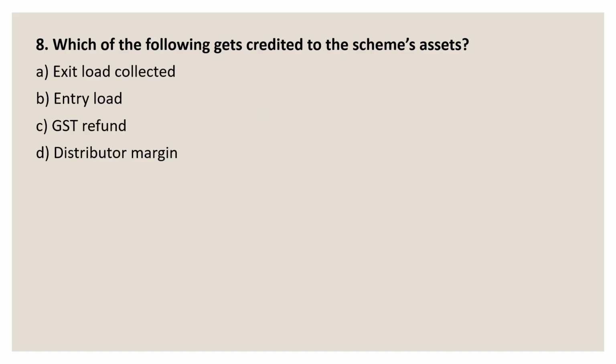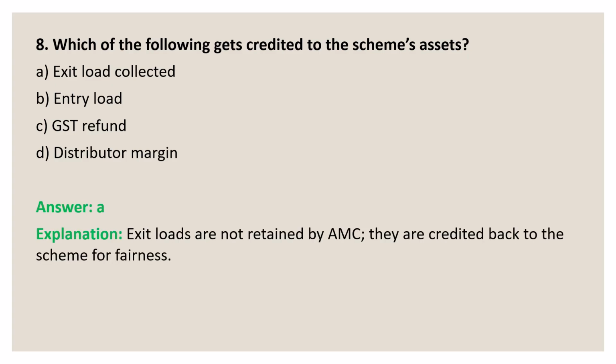Next question. Which of the following gets credited to the scheme's assets? Option A, exit load collected; option B, entry load; option C, GST refund; and option D, distributor margin. Correct answer is option A, exit load collected. Exit loads are not retained by the AMC. They are credited back to the schemes for fairness.